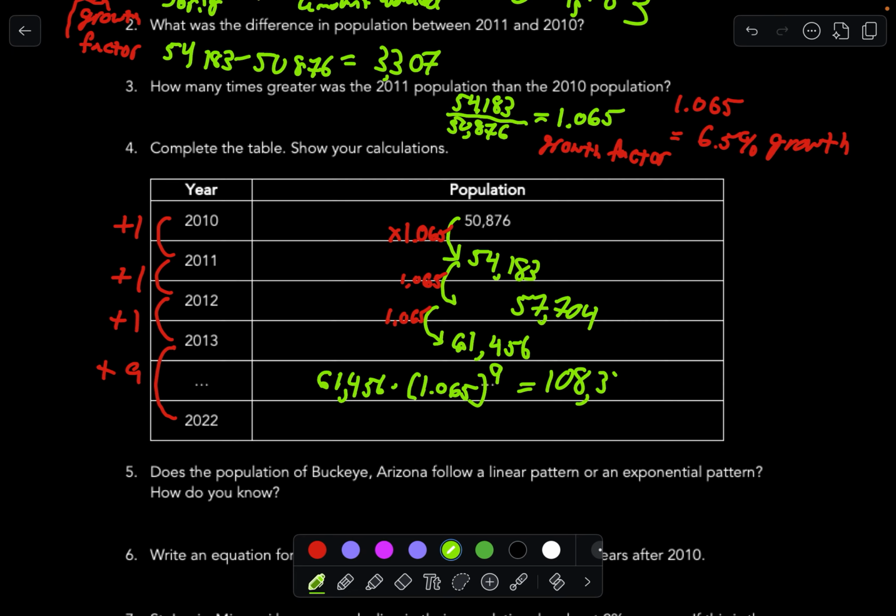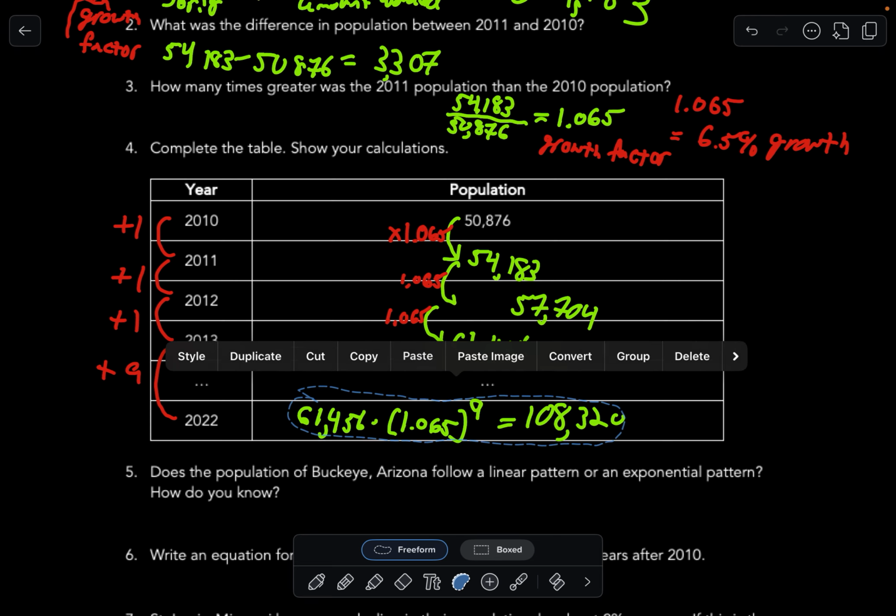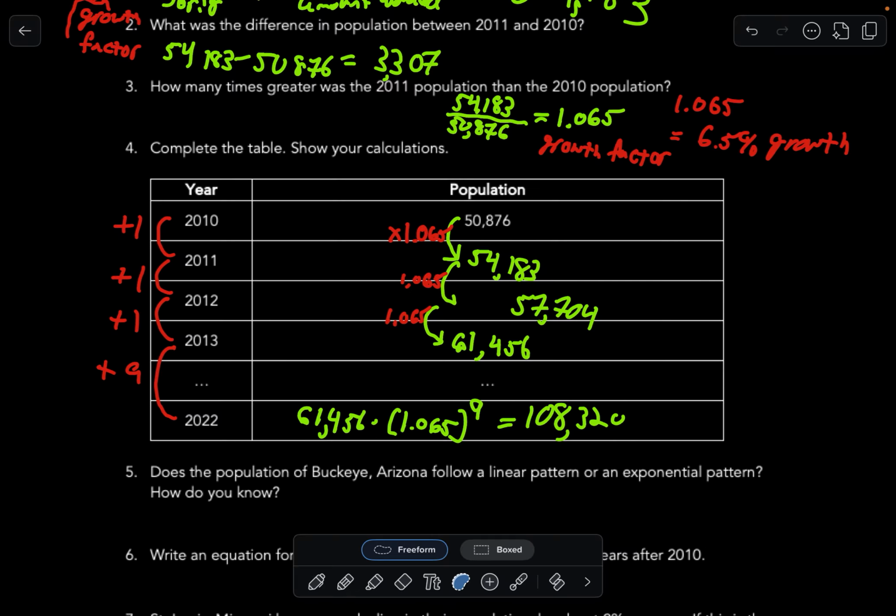320, and this whole thing needs to be shifted down one row. I did it in the wrong row. All right. So it should be right there. Okay. So that's how you can do this exponential growth.